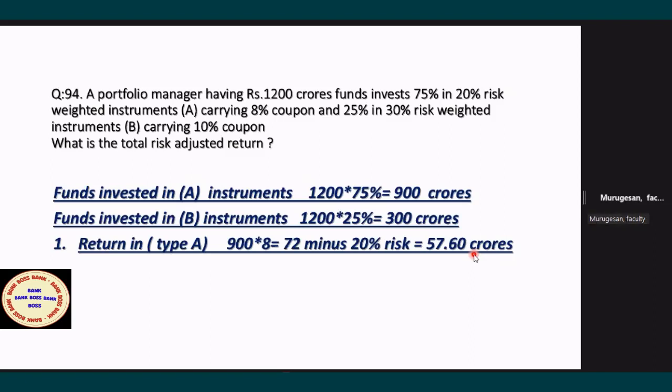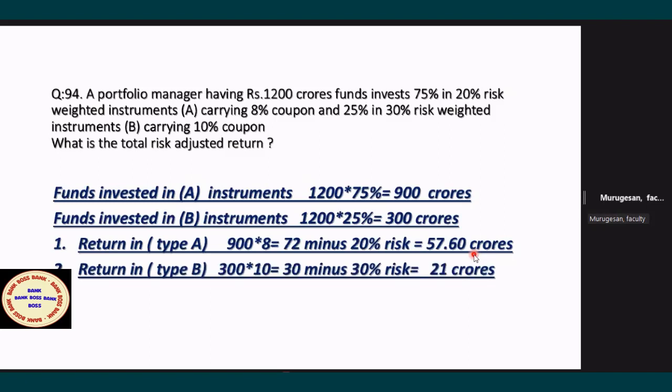So the first, A type instrument, is over. Now come to B. How much is invested in B? 300 crores. What is the income? First you take the income. 10% coupon. So 300 into 10%, 30 crores you will get as income per year. But risk will reduce your income. Minus 30% risk. 30 minus 30% of 30, which is 9. So 30 minus 9, 21 crore. So the total risk adjusted return is 57.60 plus 21, 78.60 crore is the answer.